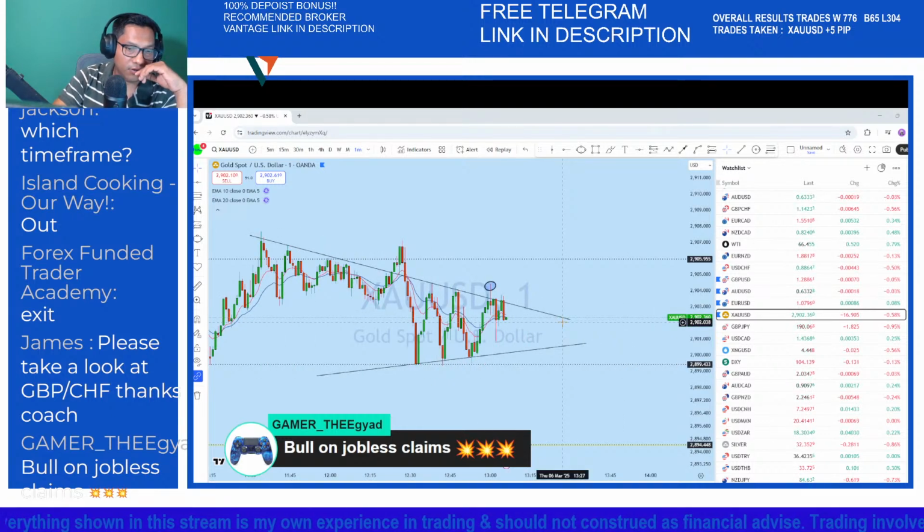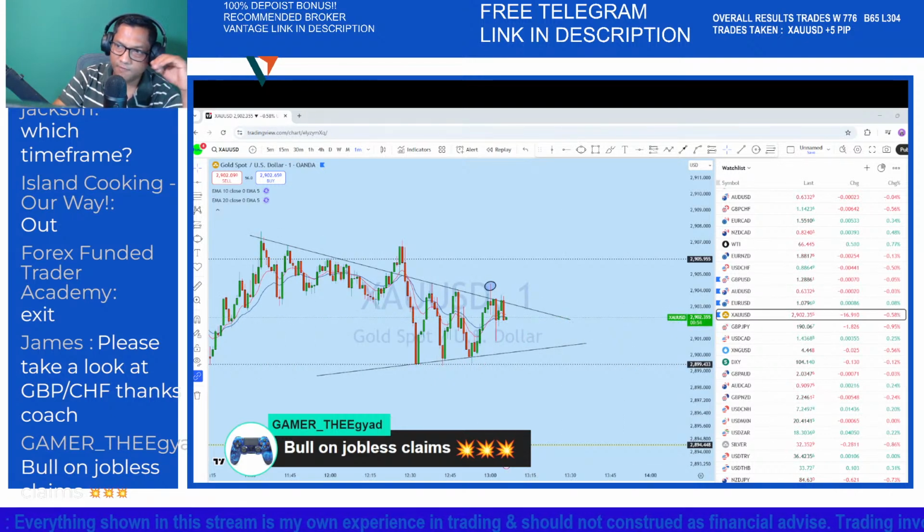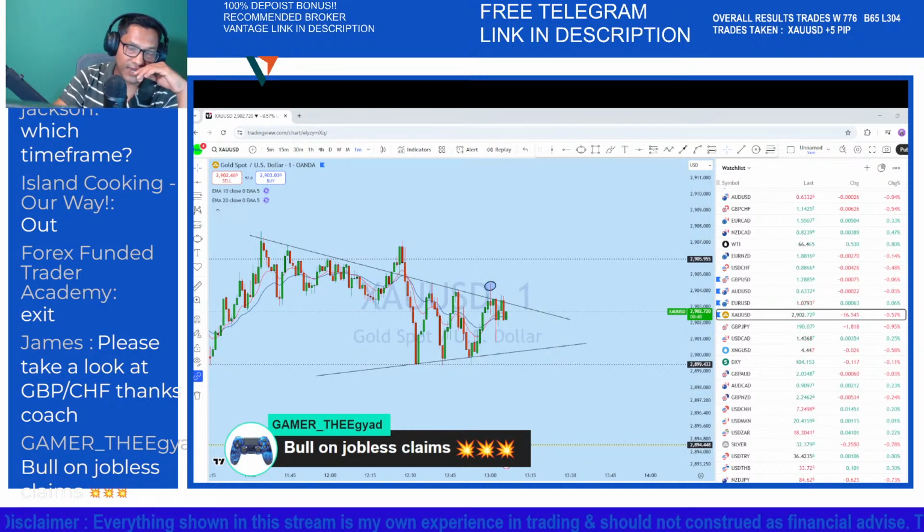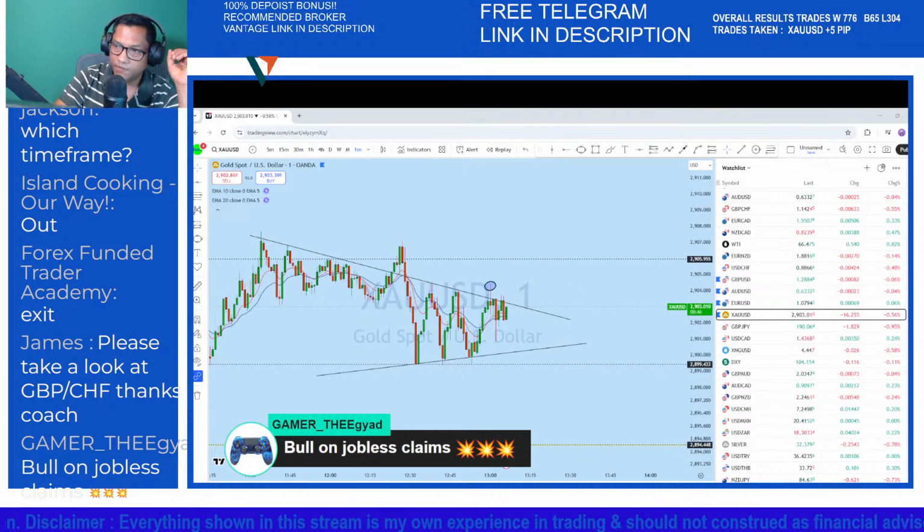This is now currently in a consolidation. As Euro news is coming, we might see some pretty good move on Euro. If we find an entry, we will be taking that too.